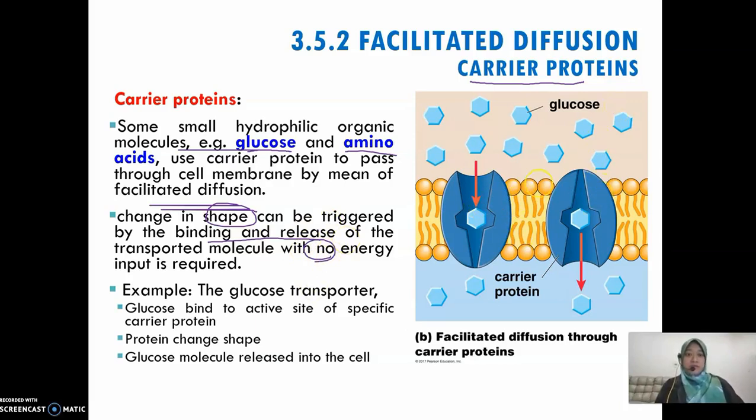This is glucose transporter, and this is the binding site, and it is specifically binding to glucose. So glucose will bind to the binding site. As the glucose binds to the binding site, it triggers the protein to change shape. And then the protein changes its shape. Look at here, it already changed its shape. And then it will release glucose into the cell.